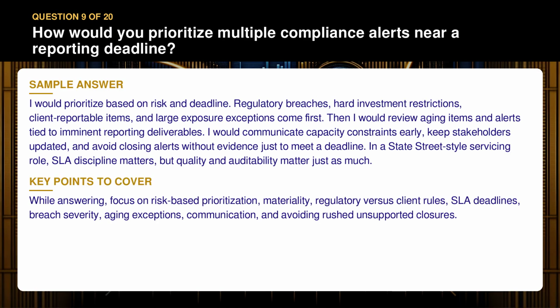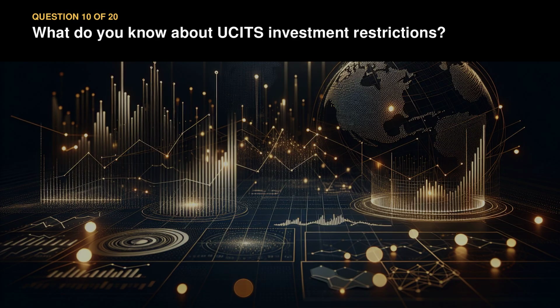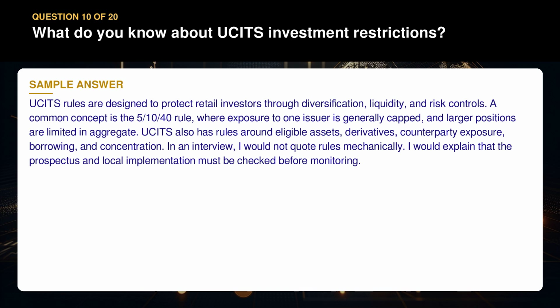While answering, focus on risk-based prioritization, materiality, regulatory versus client rules, SLA deadlines, breach severity, aging exceptions, communication, and avoiding rushed, unsupported closures. Question 10. What do you know about UCITS investment restrictions? UCITS rules are designed to protect retail investors through diversification, liquidity, and risk controls.